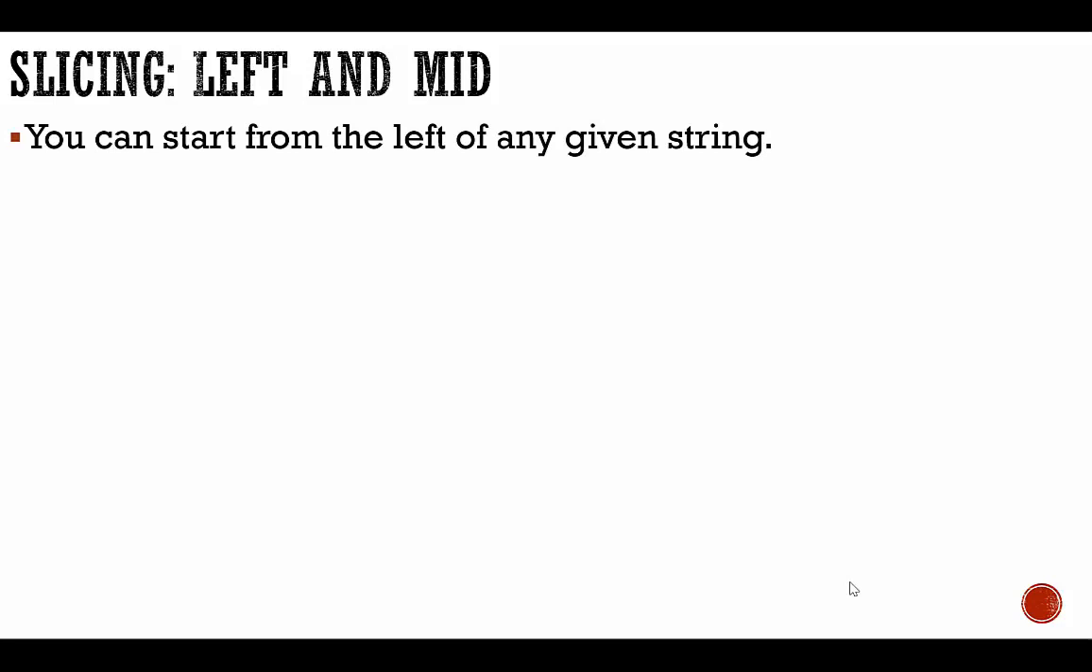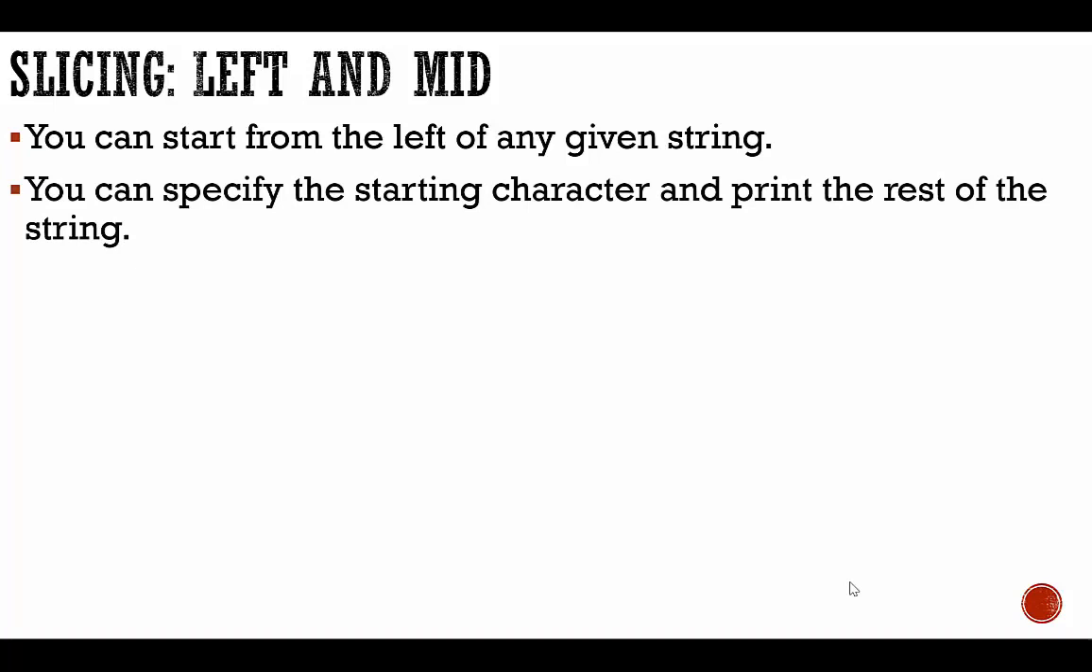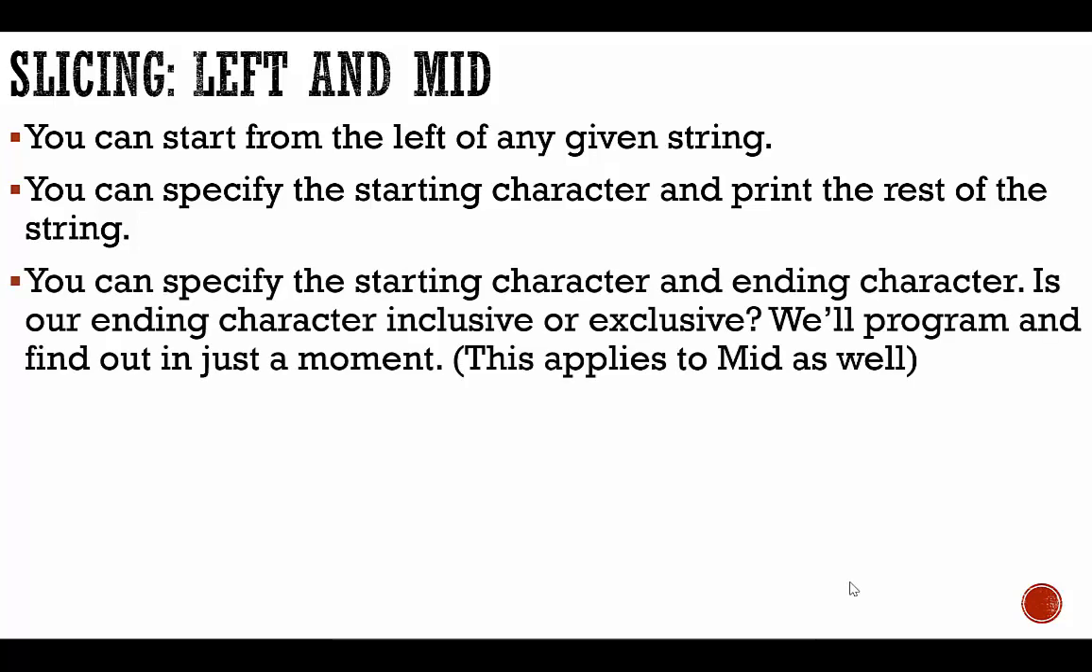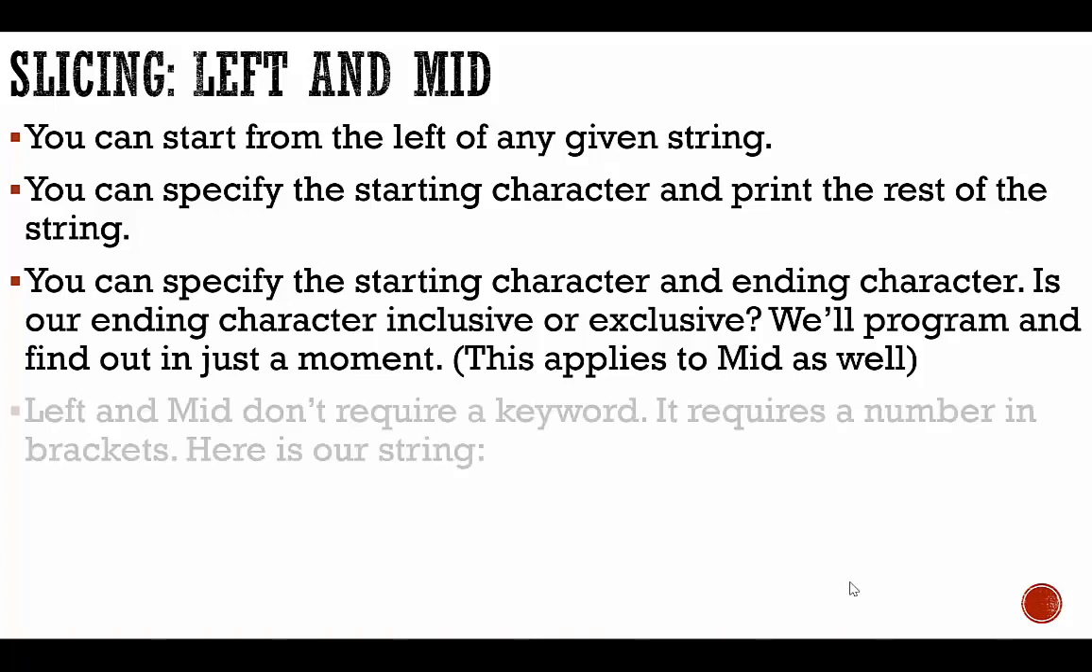You can start from the left of any given string. That is using left slicing. You can specify the starting character and print the rest of the string. So you can start anywhere you want from the left and then print the rest of the string. You can also specify the starting character from the left and the ending character. Now, is our ending character inclusive or is it exclusive? We'll program and find out in just a moment. This is how mid works as well. You specify a starting character and you specify the ending character, but we have to find out, is that ending character inclusive or exclusive? Well, we're going to program and find out.